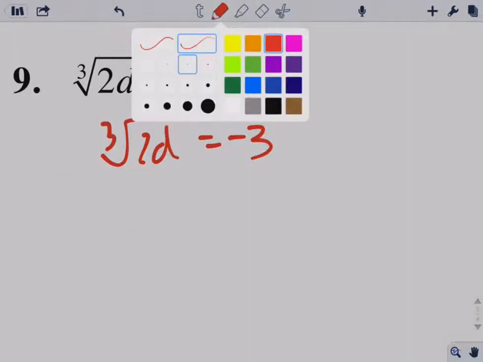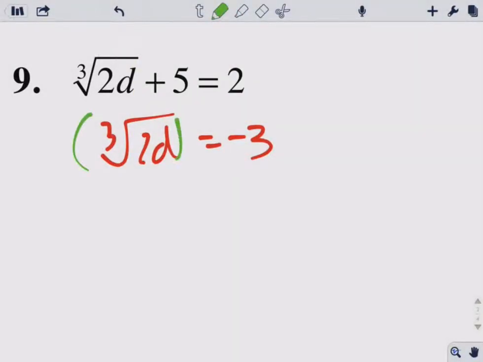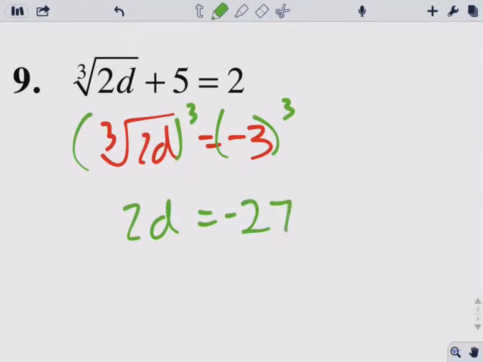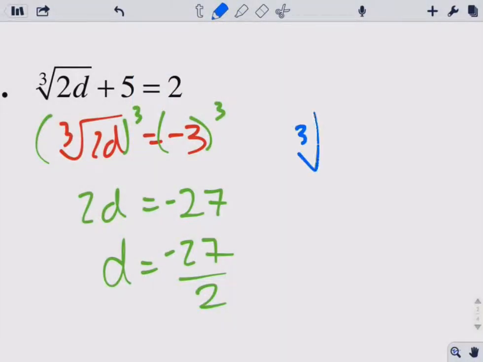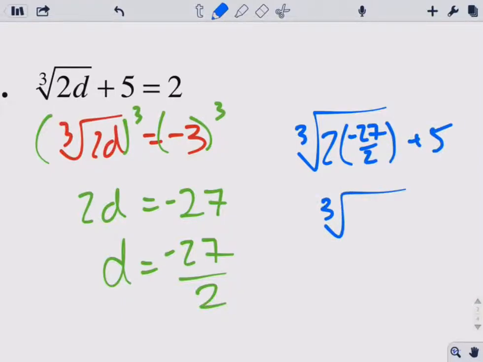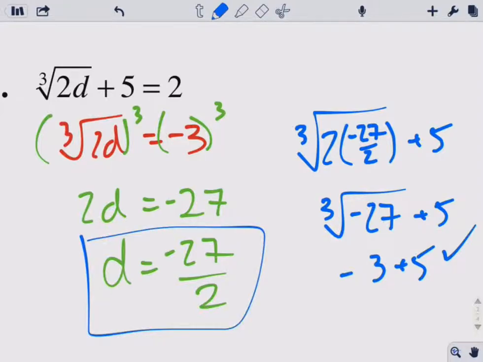And to undo the cube root, I cube. Okay, so we get 2d is equal to negative 27, or d is equal to negative 27 over 2, which is not extremely friendly, but it's not awful, because we'll note that d is multiplied by 2. Check to see that that's plus 5. That is negative 27, and so it's negative 3 plus 5, and that works. So we're good with that.